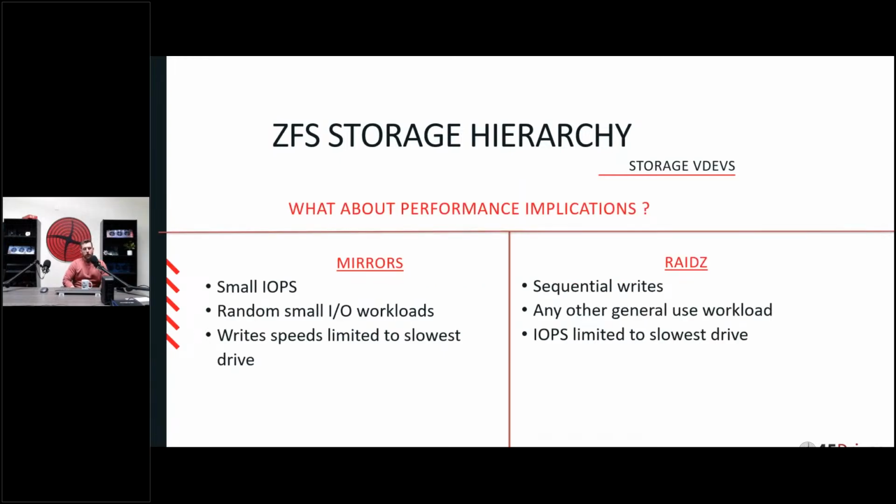So, performance implications. This is always a big topic when it comes to ZFS or any storage system, really. Mirrors, this is when you're dealing with, as mentioned, small IOPS, small random IO workloads. Write speeds are limited to the slowest drive, which is why we always like to keep things homogeneous between the VDEVs, the Z pool itself, and each of the individual drives. And RAID Z, great for sequential writes or any other general use workload like a general file server, backups, anything like that. That's a day-to-day operation. And IOPS on this are limited to the slowest drive as well.